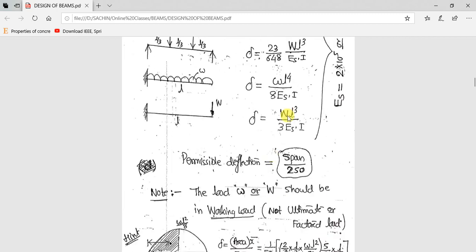And one thing you have to remember here: L is span, ES is 2 into 10 raised to 5 always, and for W you have to substitute always the unfactored load. You should not substitute ultimate or factored load in place of W.